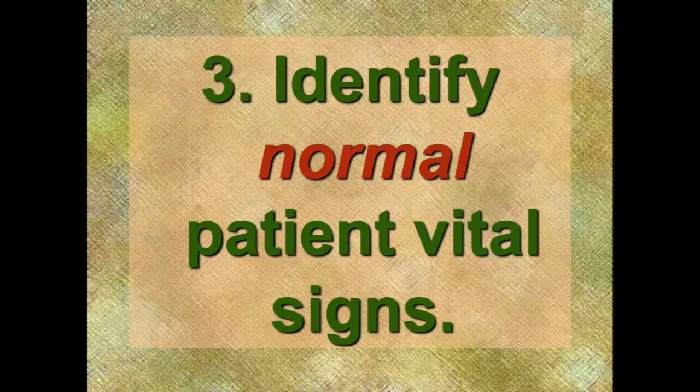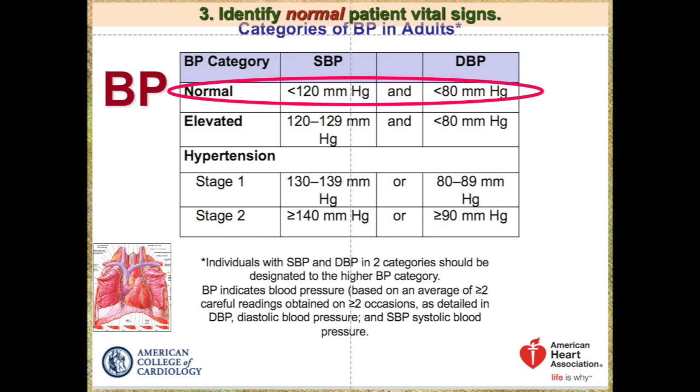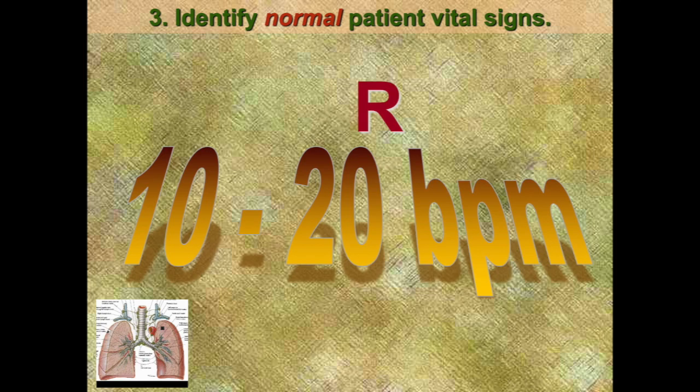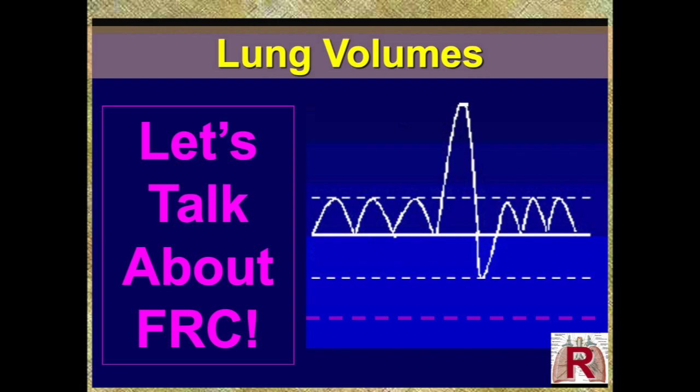Let's identify normal patient vital signs so that we'll be able to recognize when something is abnormal. For adult humans, we're not talking about any pediatric, normal blood pressure is less than 120 systolic over less than 80 diastolic. Normal heartbeat is 60 to 100 beats per minute, so that's normal pulse. Normal respirations are 10 to 20 breaths per minute. And while we're talking about breaths, I want you to make sure that you understand the concept of FRC because it's really important in anesthesia.